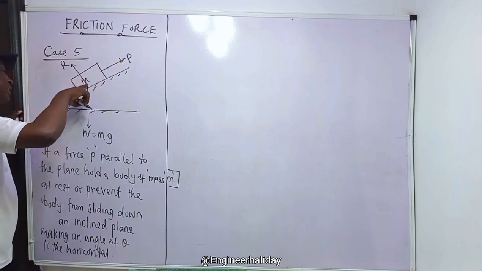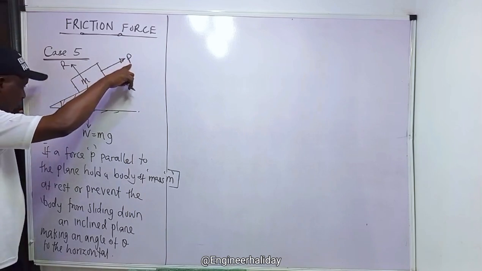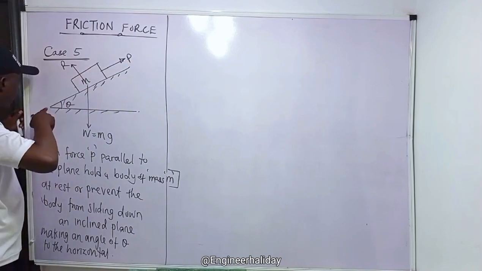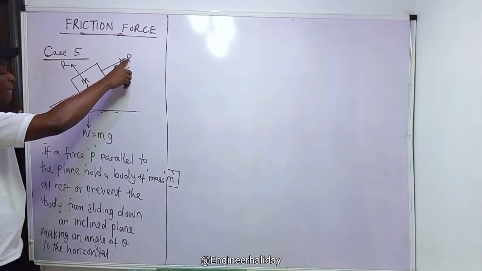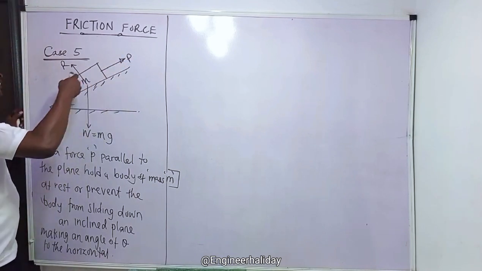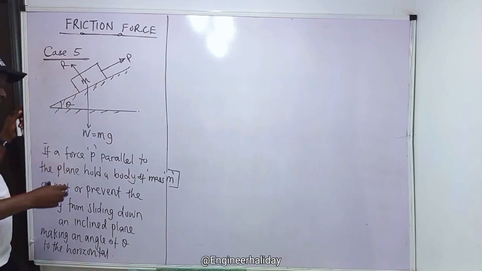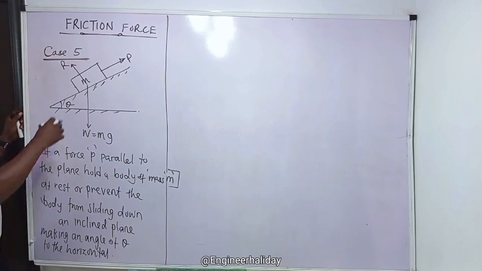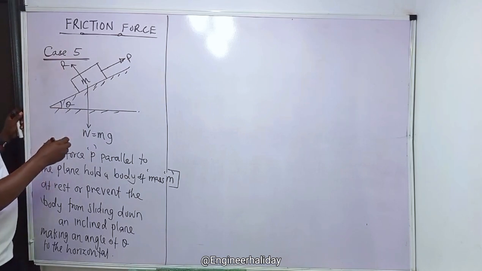That is to say, this force is either to keep this body stationary, or this force we want to calculate is a force that will cause the body to move down the plane. Number 2, this force is the one that will prevent the body of mass M from sliding down the plane, just to hold it.